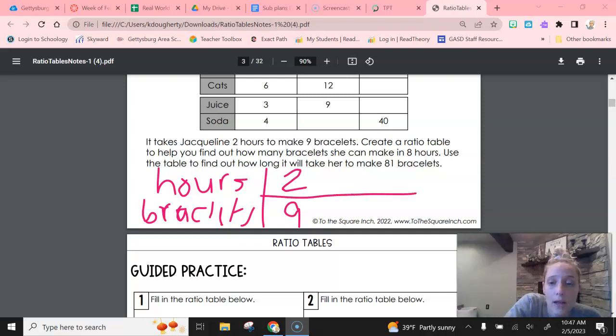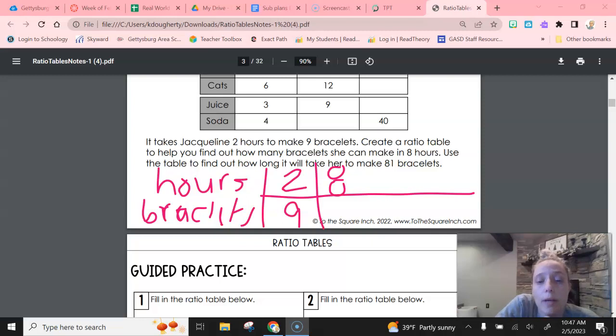Okay, so we got to decide where we're putting the 8 hours. Are we putting it on the top or the bottom? You should have said top because hours got to go with hours. So this is going to be an 8. Looks like we're getting bigger. 2 times what gives me 8?